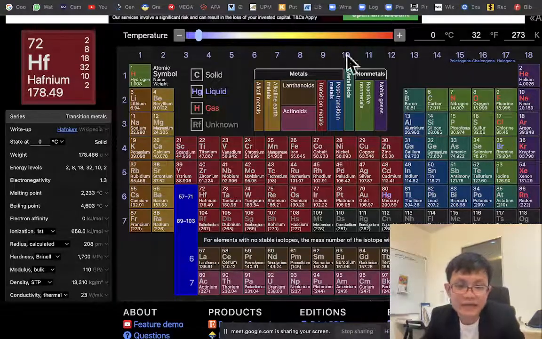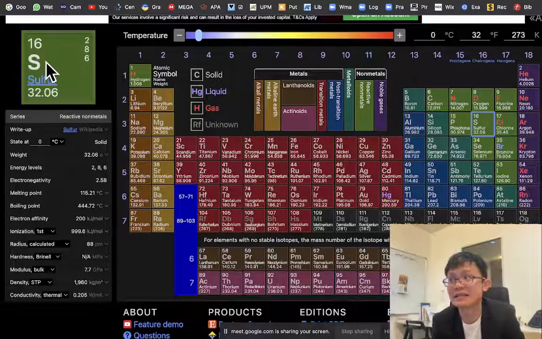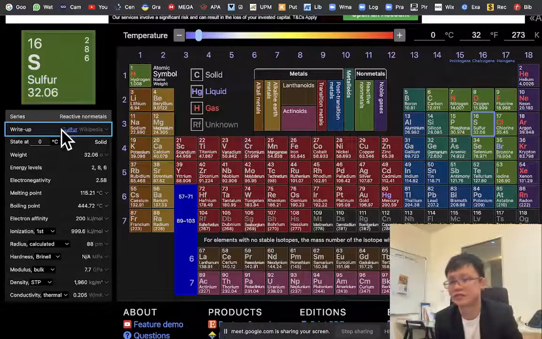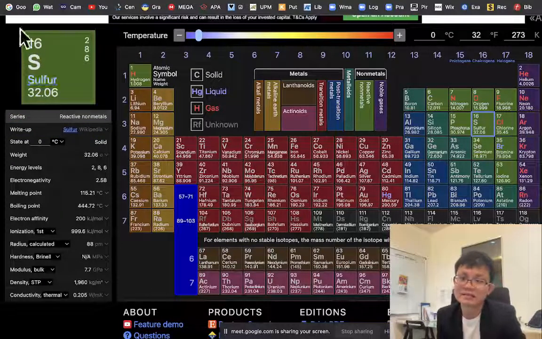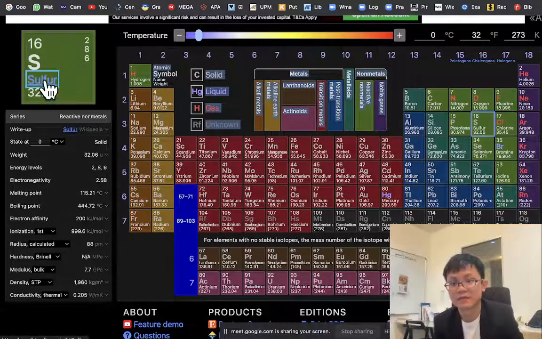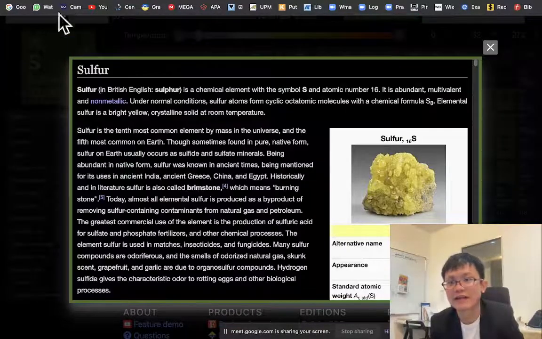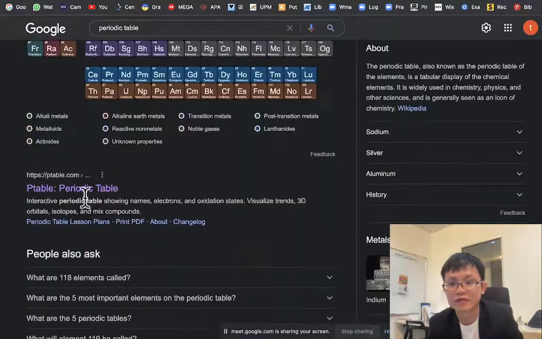So from this table, we can see sulfur is here. You can see here 16 S sulfur 32.06. Usually you don't need to remember 32.06, but you need to know 16. What does 16 mean? It means the atomic number. So we can see here, the first at the top is the atomic number, the second one is the symbol, and the third is the name. I like this website, you can even press sulfur and then it will tell you what sulfur is.